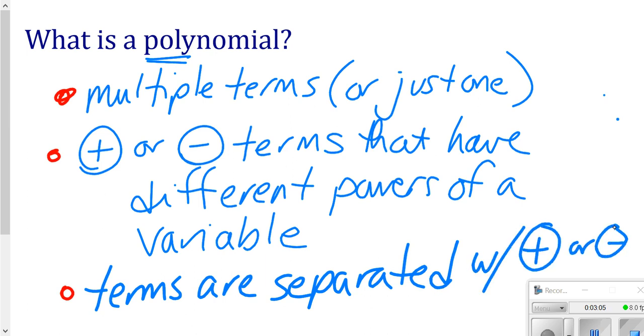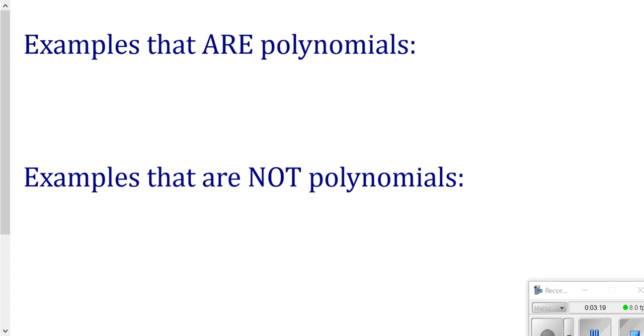Okay, so maybe that definition doesn't make the most sense. I actually struggle with this as a definition every time I have to teach it, but I think by showing you examples and counterexamples, it will become more clear. Okay, so let's take a look at exactly that.